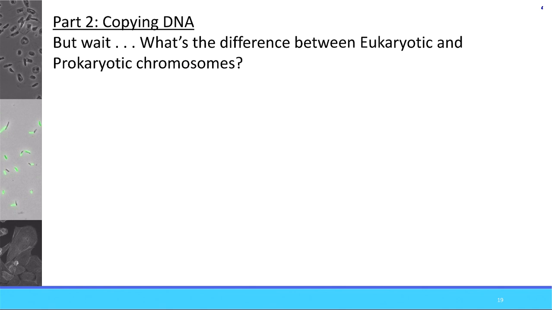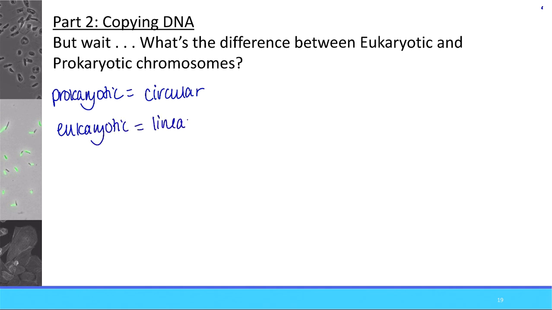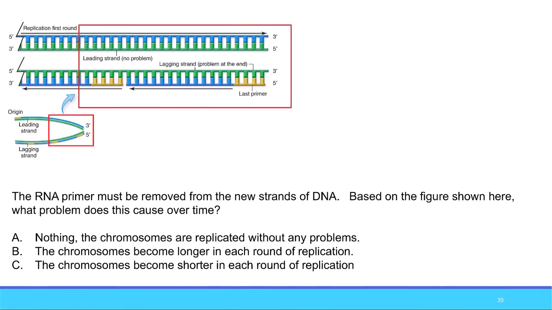Okay, so we kind of have an issue here, right? Let's remind ourselves of the difference between eukaryotic and prokaryotic chromosomes. Hopefully you have recalled that a prokaryotic chromosome is circular, whereas a eukaryotic chromosome is linear. So do you see a problem yet? If not, that's okay. Let's see if this practice problem helps jog your mind a little bit.